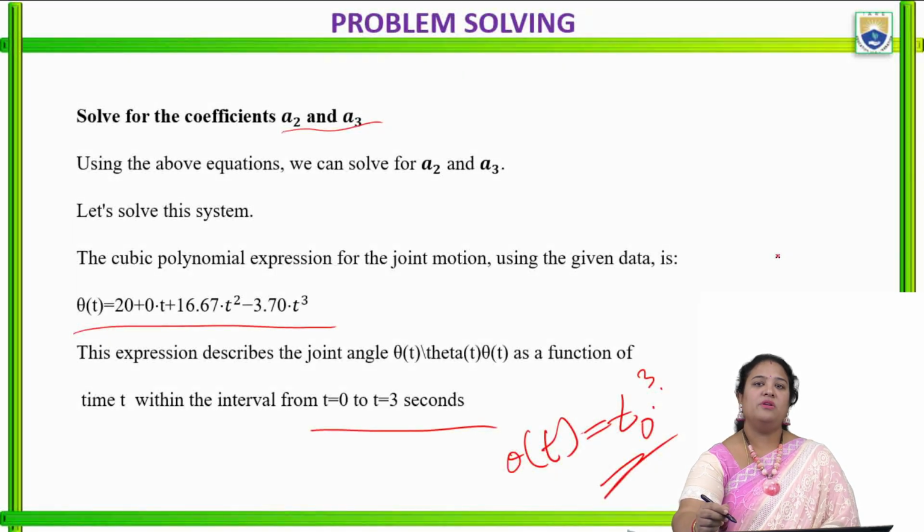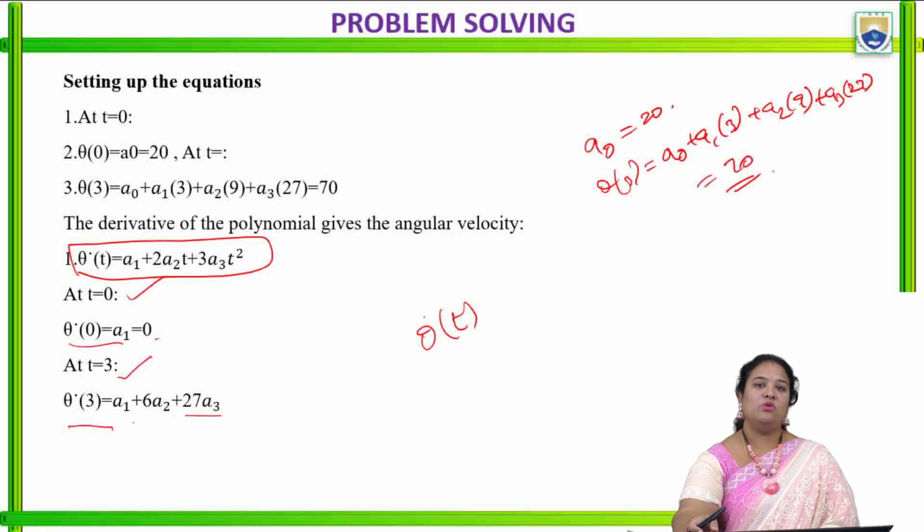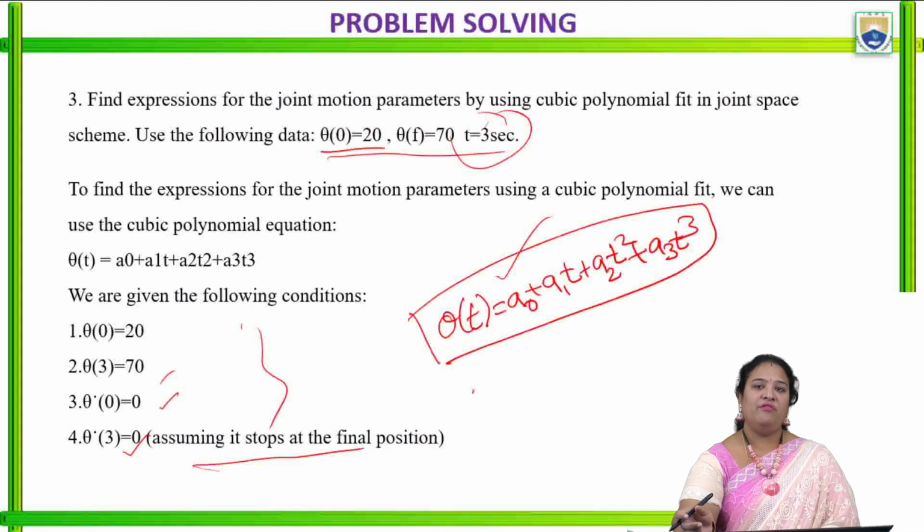So in today's session, we have solved three problems based on trajectory planning, where we found the coefficients a1, a2, a3, or the position, velocity and acceleration, when considering the various constraints for the cubic polynomial. So this is all for today.